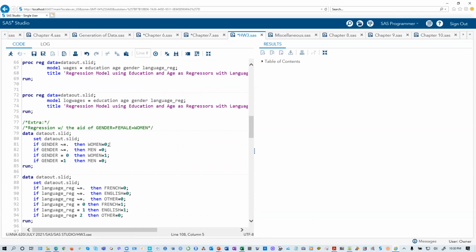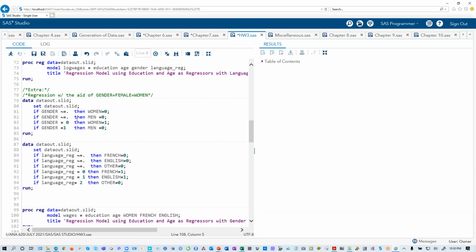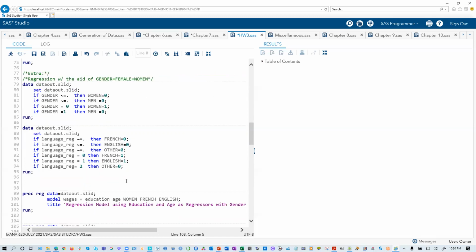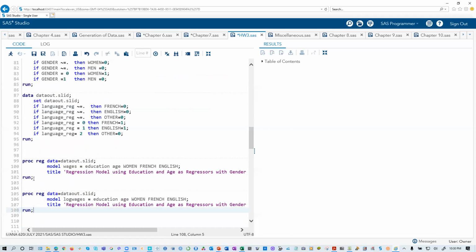See, 0, 1, 0, 0. The men are zeros. The other one is 0, 1. In a pretty much similar fashion, the base should be what in this case? The base is men. Okay, men is the base. Here, language rate again converted to French, English, others, and French, English. Then the other language has been kept as the base. So now I'm going to run the regression this way.